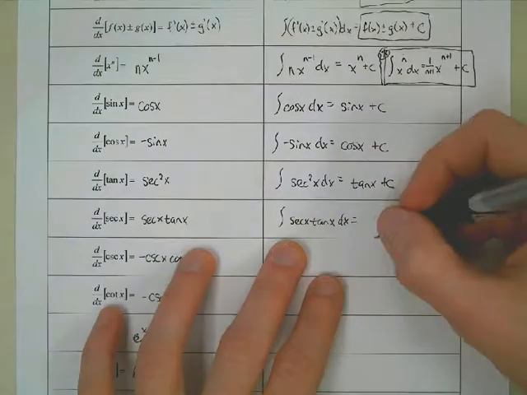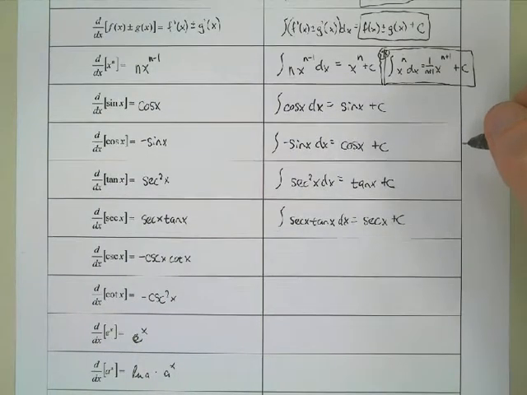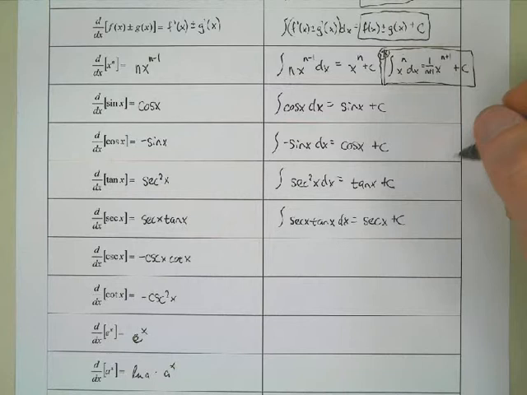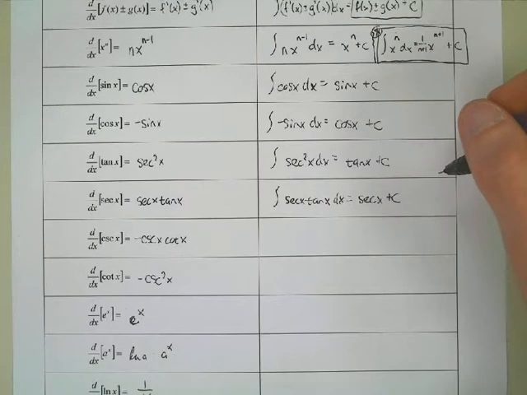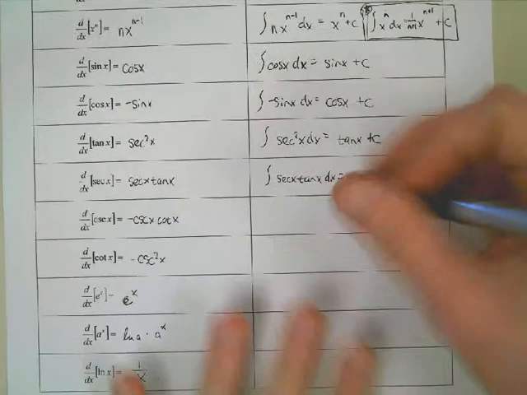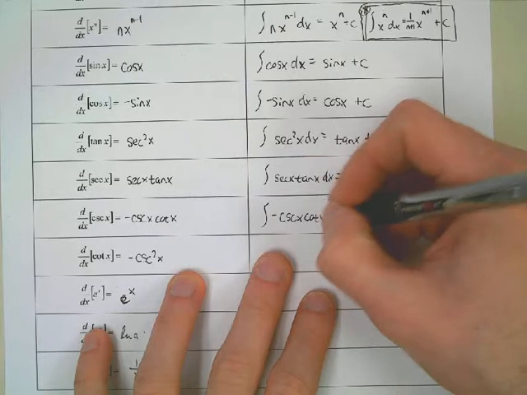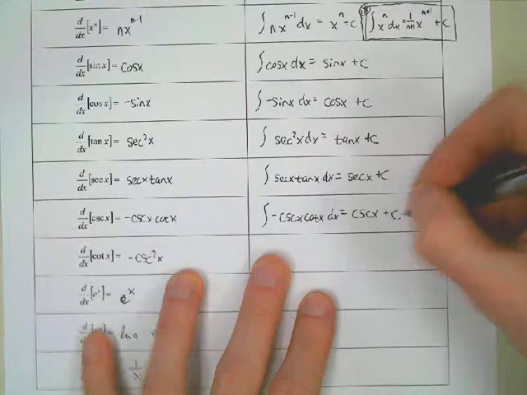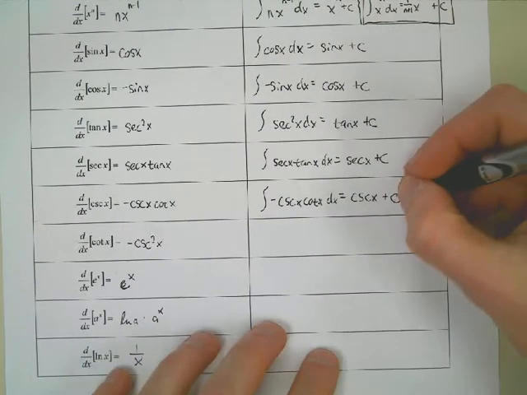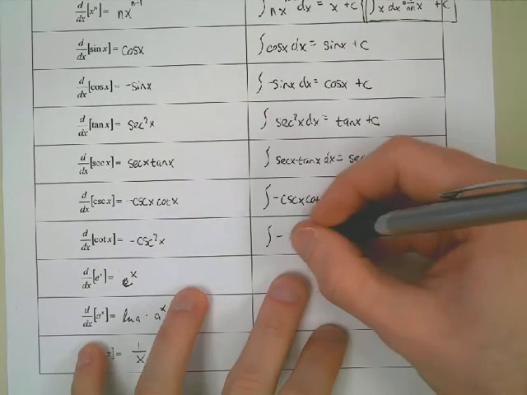Notice what's missing here. I don't have an integral for tangent by itself yet. I don't have an integral for secant by itself yet. I don't have an integral for cosecant or cotangent by itself yet. We'll look at those later, but right now we don't know how to integrate tangent of x. No idea what the integral of tangent of x is. Integral of negative cosecant x cotangent x with respect to x is cosecant x plus c. Integral of negative cosecant squared of x dx is cotangent of x plus c.